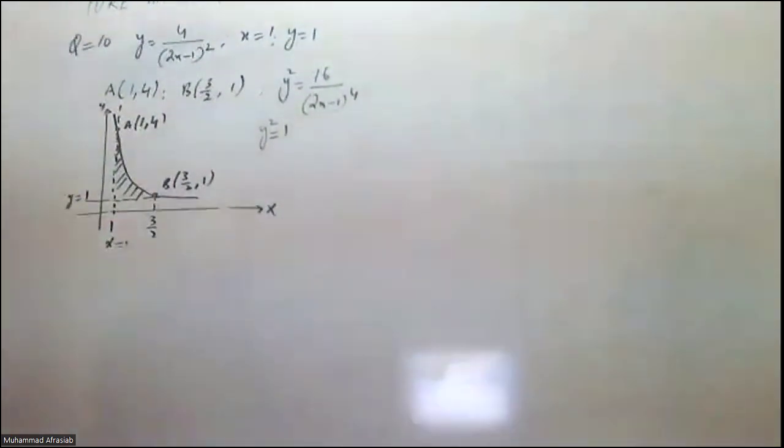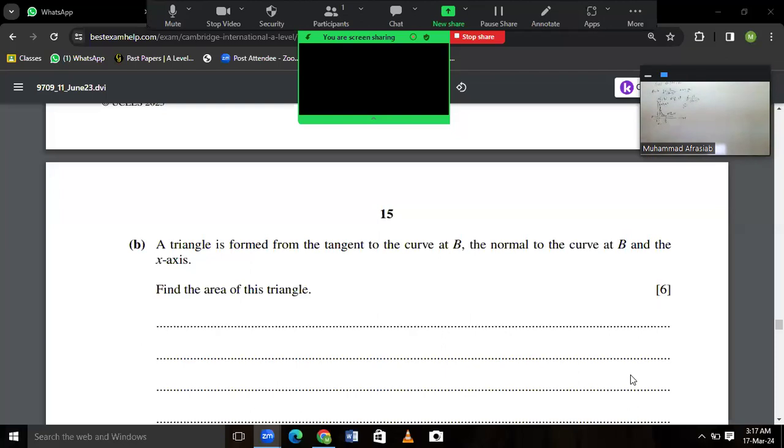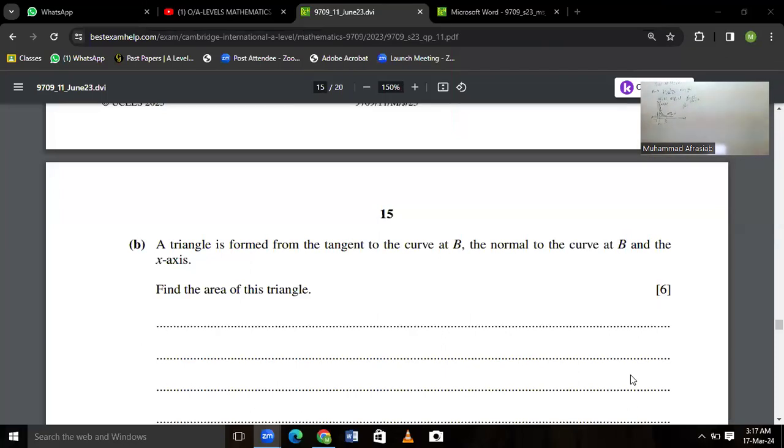Now part B. A triangle is formed from the tangent to this curve at the point B, the normal to this curve at B, and the x-axis. Find the area of that triangle.